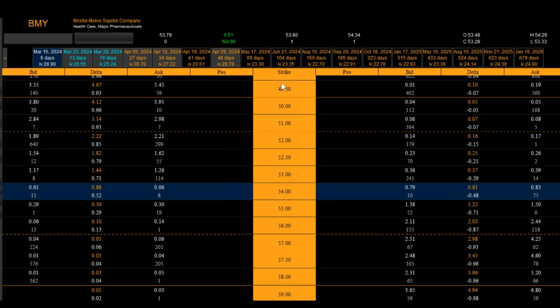So when you buy an option, you're going to buy a particular strike price, a call or a put, for a particular expiration date. That's what makes up an option. All right, so these are the strike prices.